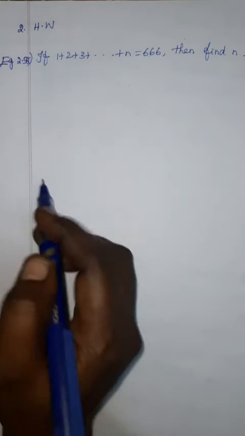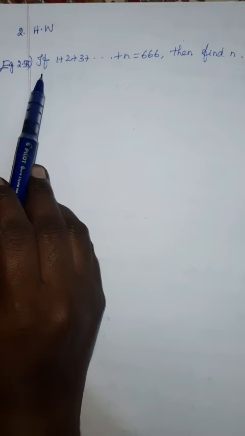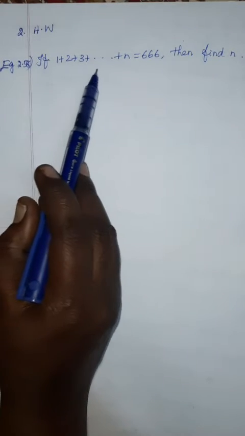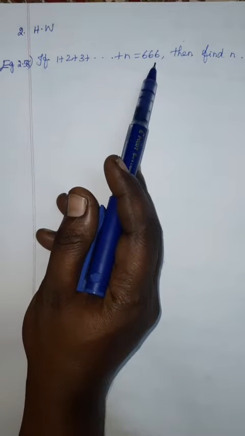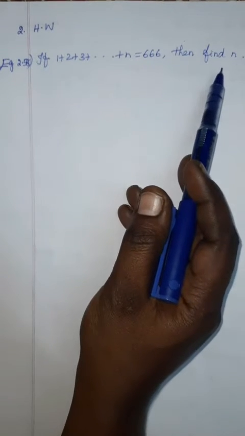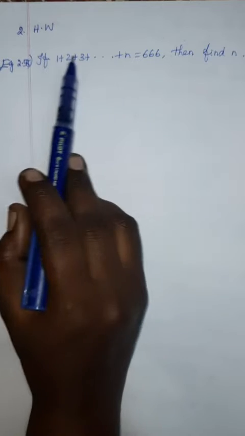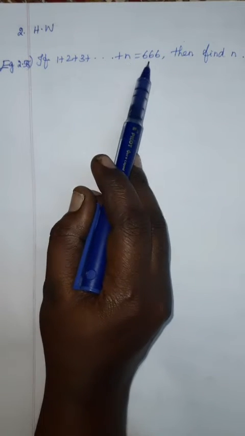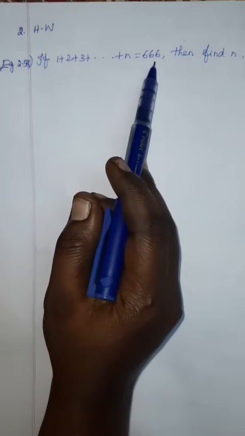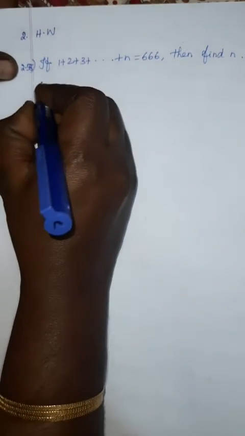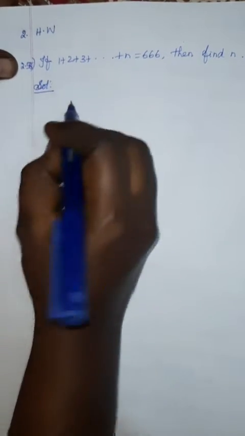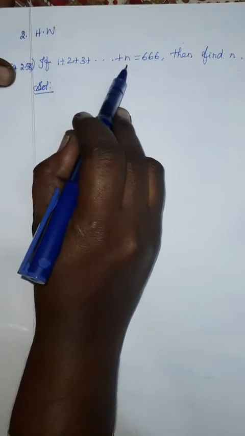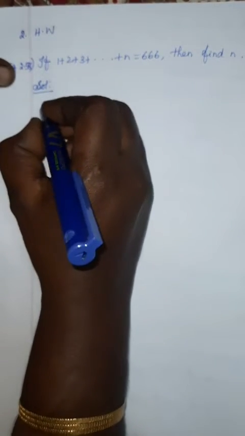We can continue with example 258. If 1 plus 2 plus 3 plus etc. plus n is equal to 666, then find the value of n. That means for how many terms, when you add them, will you get the sum 666? You know the formula for 1 plus 2 plus 3 plus etc. plus n. What is the formula? Can you say?